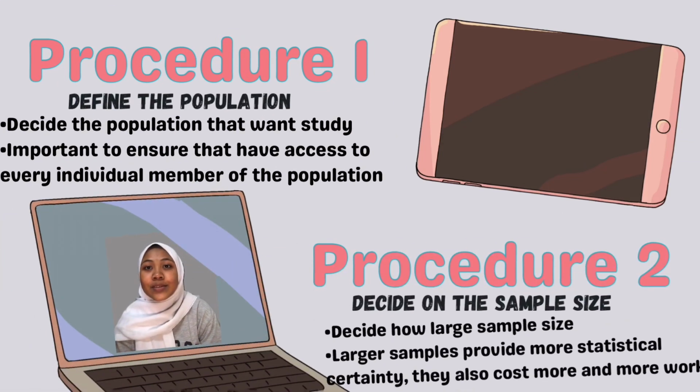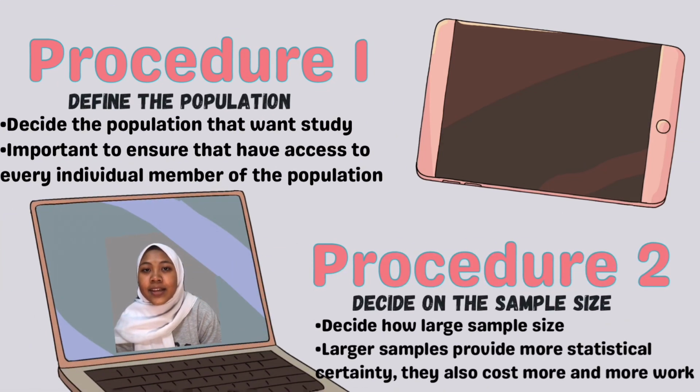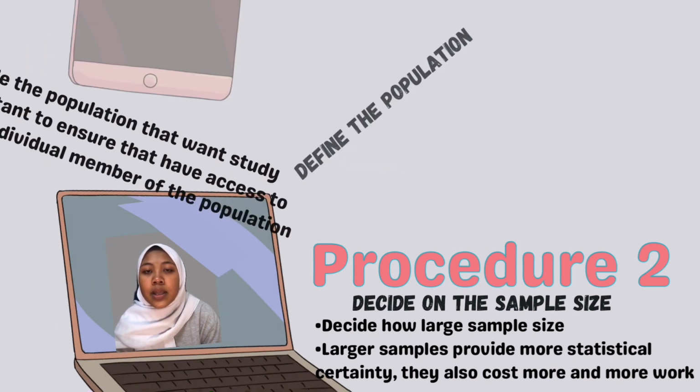We continue with the procedure. First procedure, define the population. We must decide the population that we want to study. It is important to ensure that we have access to every individual member of the population. For procedure 2, decide on the sample size. Decide how large the sample size should be. Larger samples provide more statistical certainty. They also cost more and take more work.